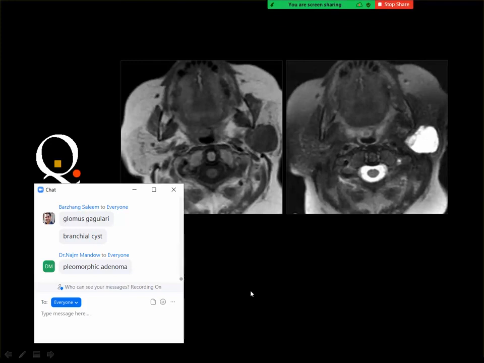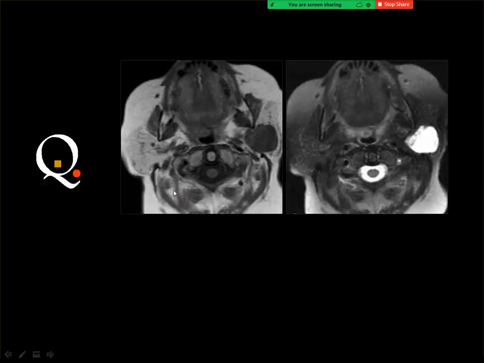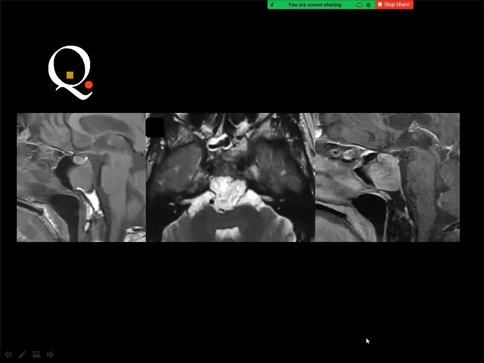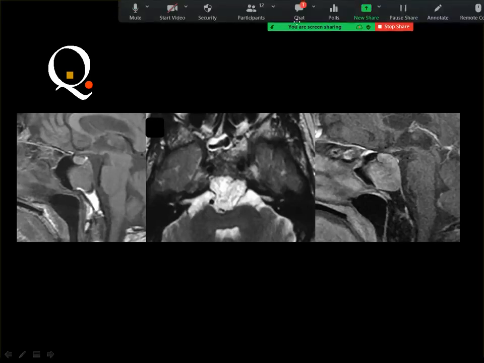Branchial cleft cyst is not totally present inside the parotid gland. Part of the cyst is present inside the parotid gland, and the other part is related to the pharynx. But this is a classic appearance of a pleomorphic adenoma. You see the brightness in the T2 weighted image, which indicates a lot of water inside the lesion, diagnostic of benign etiology. And this is a case of a tumor; this is sagittal T1, and this is axial T2, and this is sagittal post contrast.